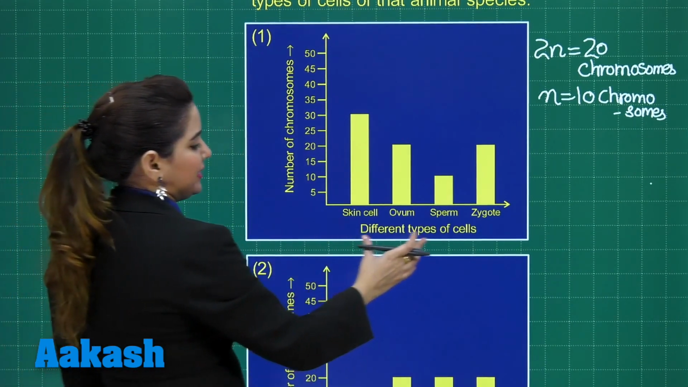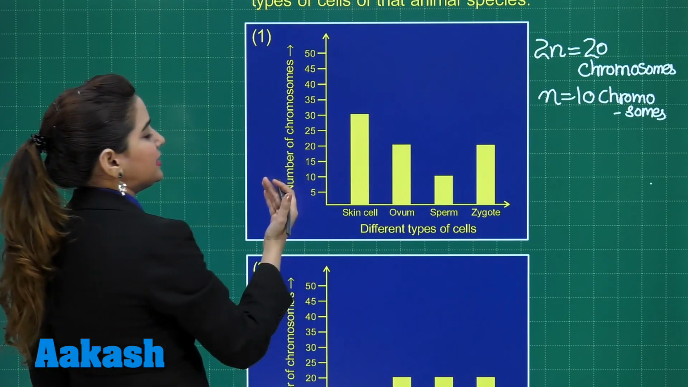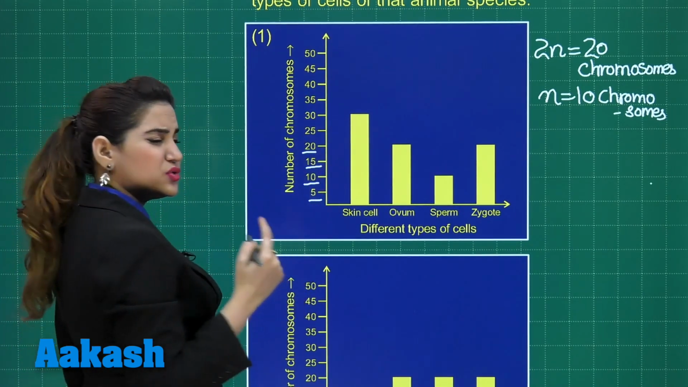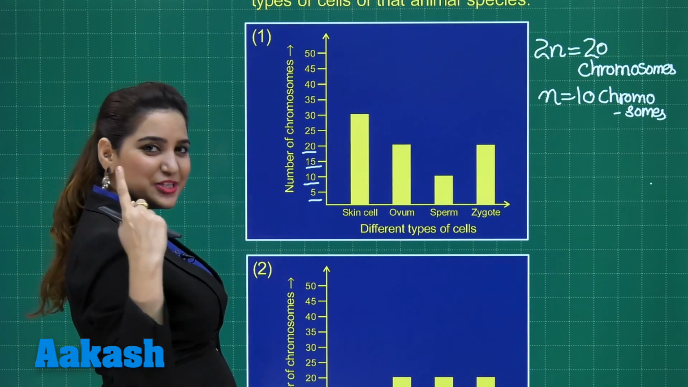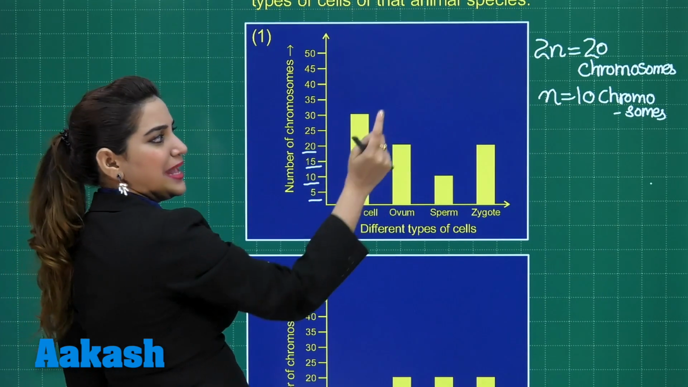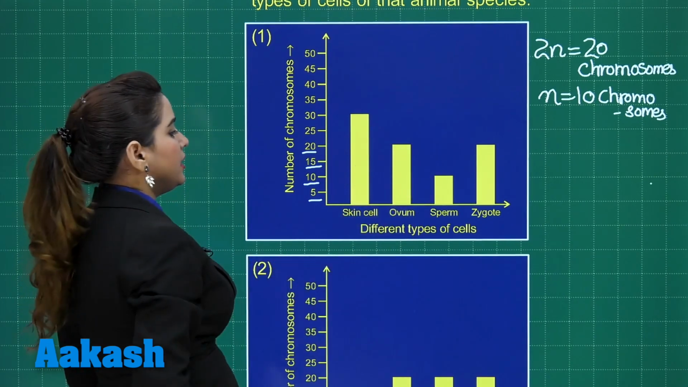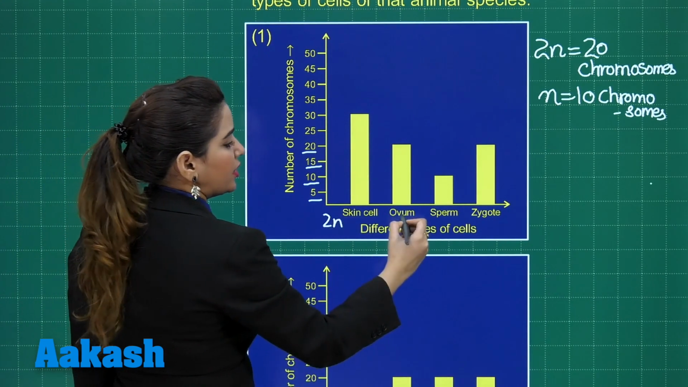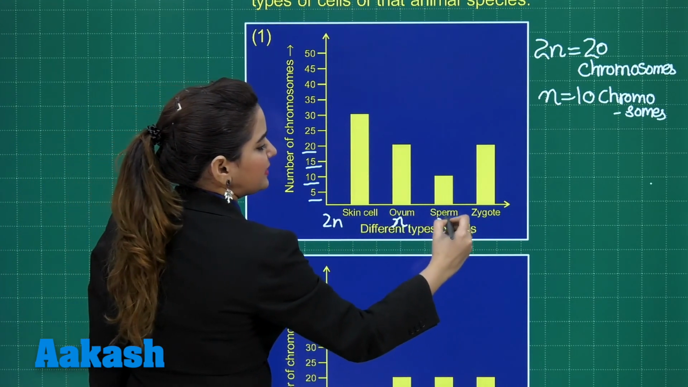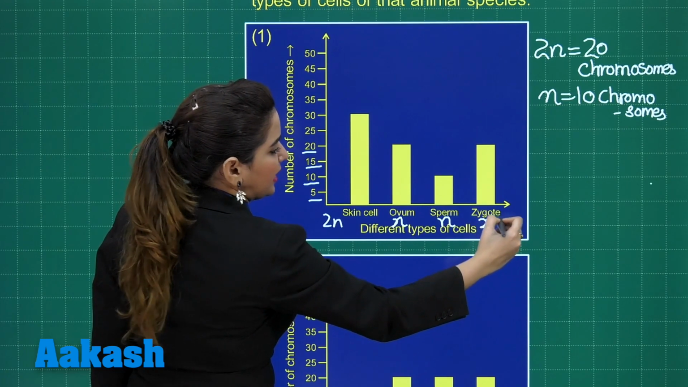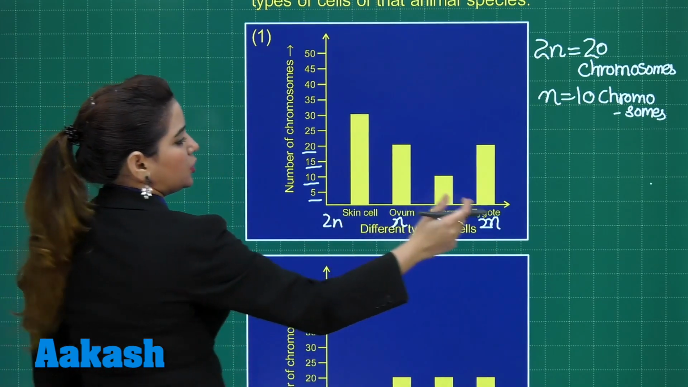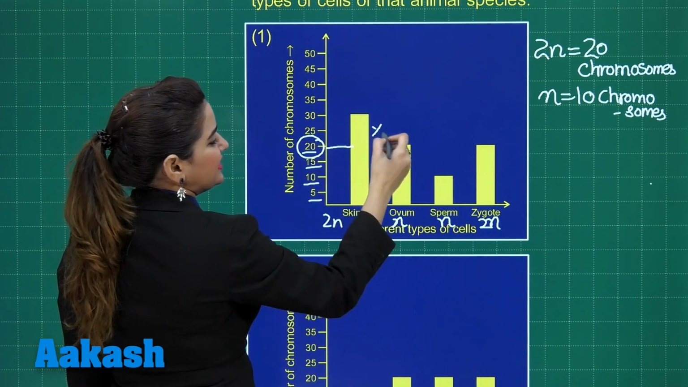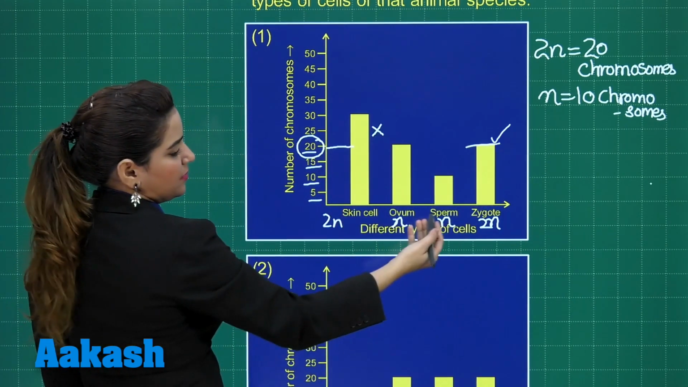So let's see which is the right option. Here on one hand side we see different type of cells, on other hand side we see number of chromosomes. So here we have 5, 10, 15, 20. So we have to just focus on two things, 20 and 10. 20 being the diploid number and n being the haploid number of chromosomes. So if I talk about skin cell, what is skin cell? Skin cell is 2n. What is ovum? Ovum is n. What is sperm? It is n. Zygote is again 2n. So 2n and 2n should be 20. So yes, it's not a right choice. This is not again possible.